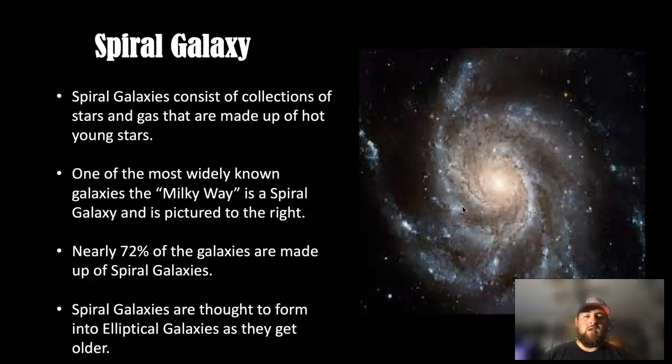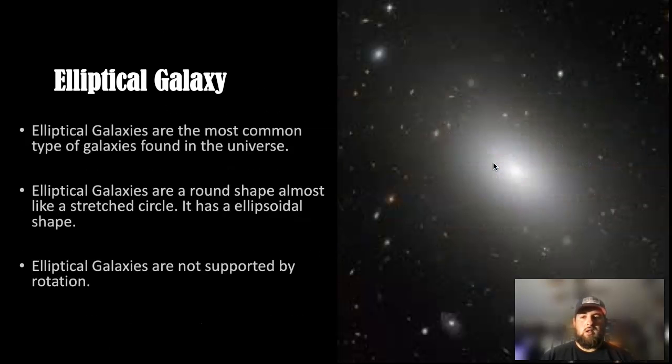The third and final classification and type of galaxy on the tuning fork is a spiral galaxy. Spiral galaxies consist of collections of stars and gas that are made up of hot young stars. One of the most widely known galaxies, the Milky Way, is a spiral galaxy, and this is the example that I've put. Nearly 72% of the galaxies are made up of spiral galaxies. Spiral galaxies are thought to form into elliptical galaxies as they get older. And just to re-show you what an elliptical galaxy is, this is it. It's the stretched out circle galaxy.